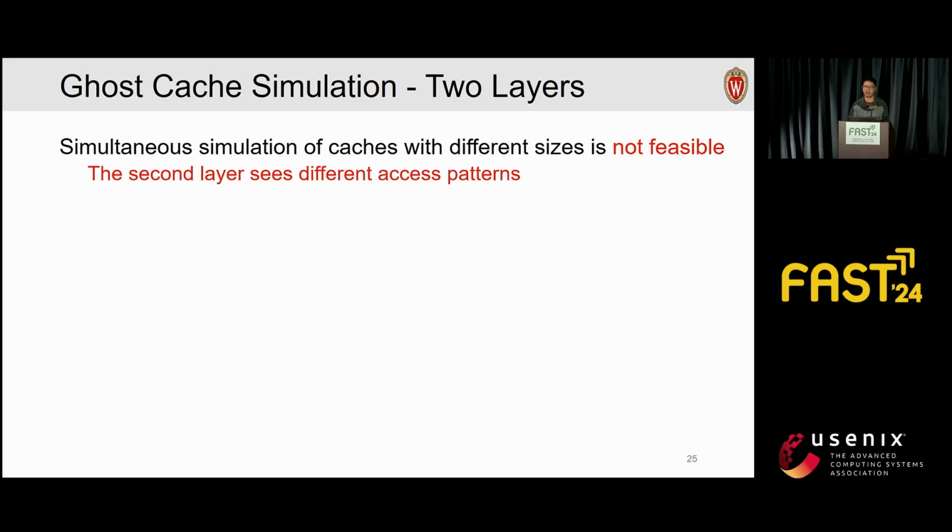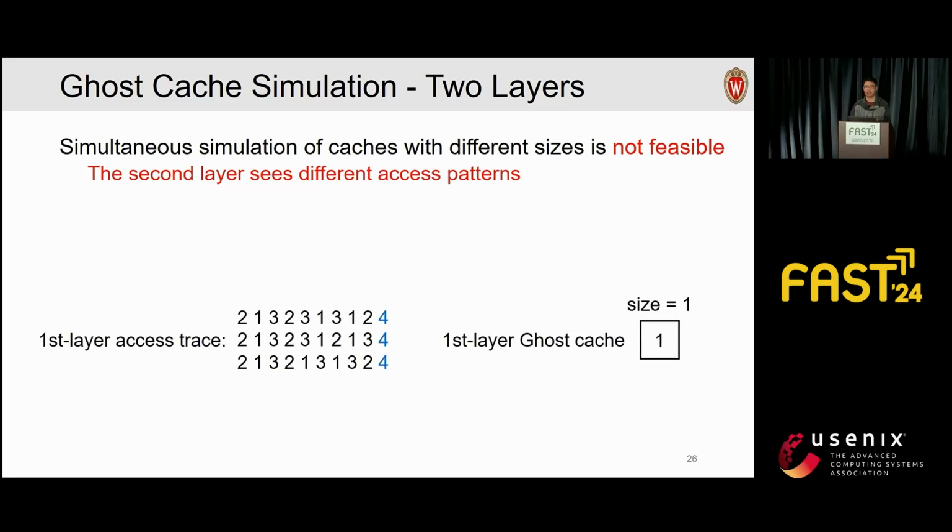But in the case of a two-layer cache structure, the previous technique no longer works. The reason is that the second layer sees different access patterns if the first layer is sized differently. Let's look at an example. We have a trace with skewed access to entries 1 through 3 and occasional access to entry 4.